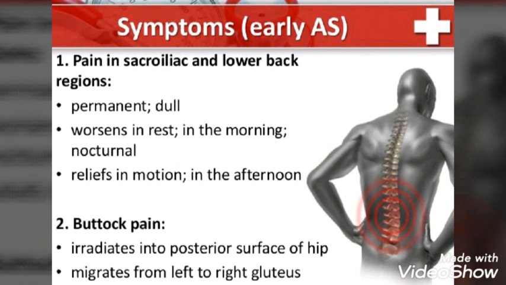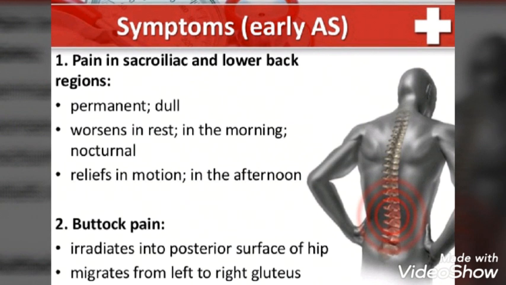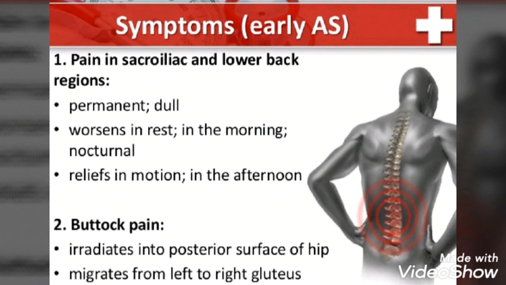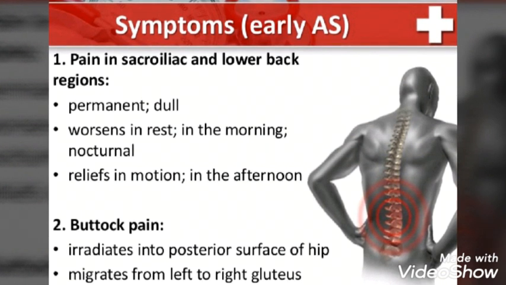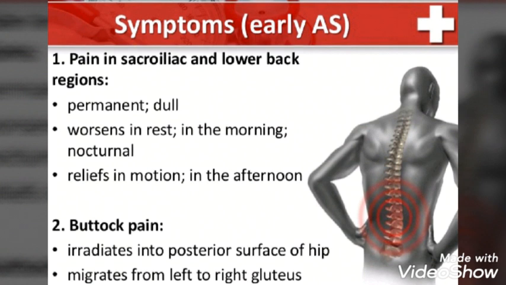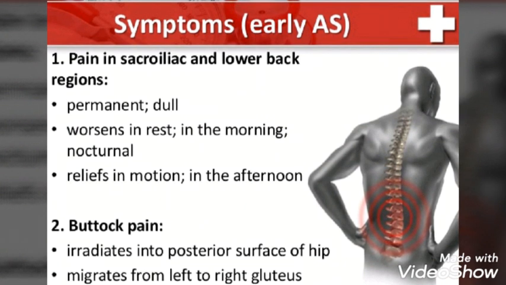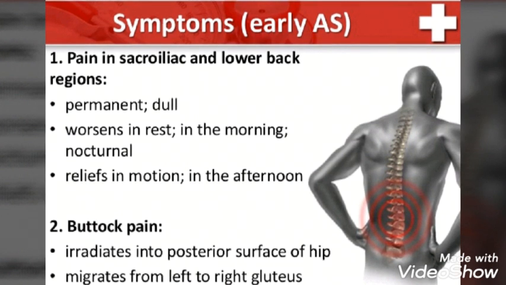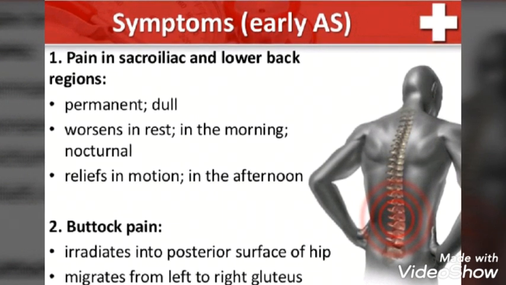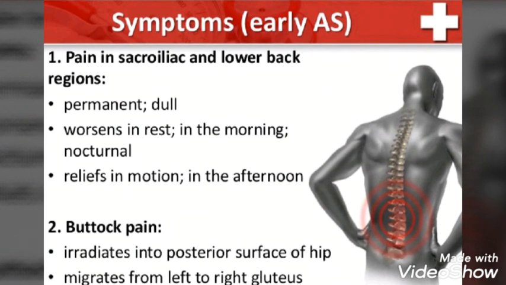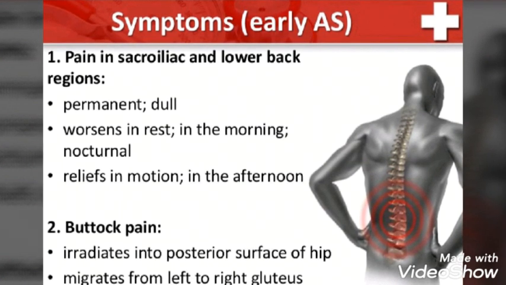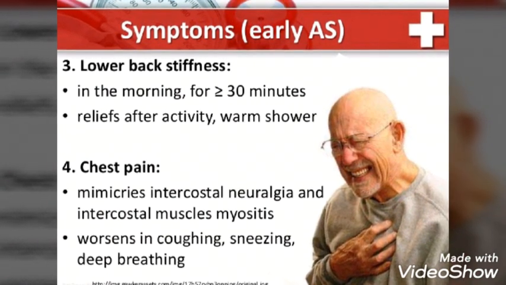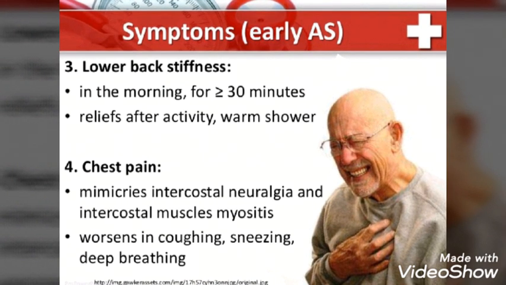Now let's see the symptoms, how you will find the symptoms. Here the symptoms are mainly divided into two categories, that is early and then late. In early symptoms you'll be seeing pain in the sacroiliac and lower back region. You will be seeing buttock pain. Due to the sacroiliac pain, the pain will be radiating to the buttocks, and you will be finding difficulty in sitting and moving. Then next you will be seeing lower back stiffness, that means you will be finding difficulty in moving your lower back.